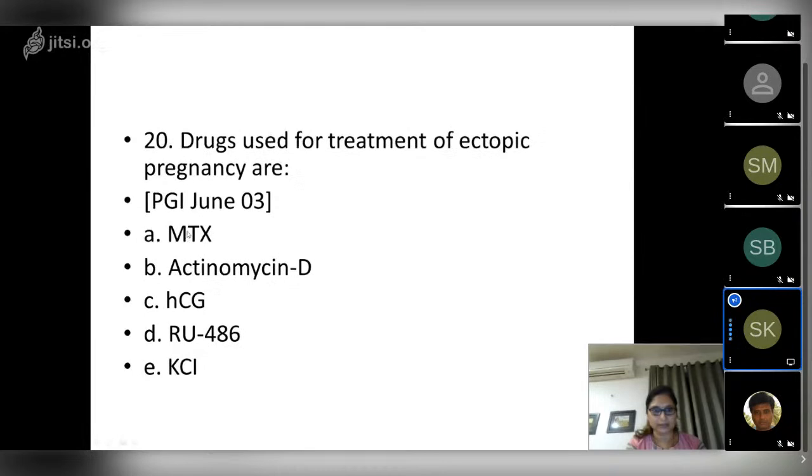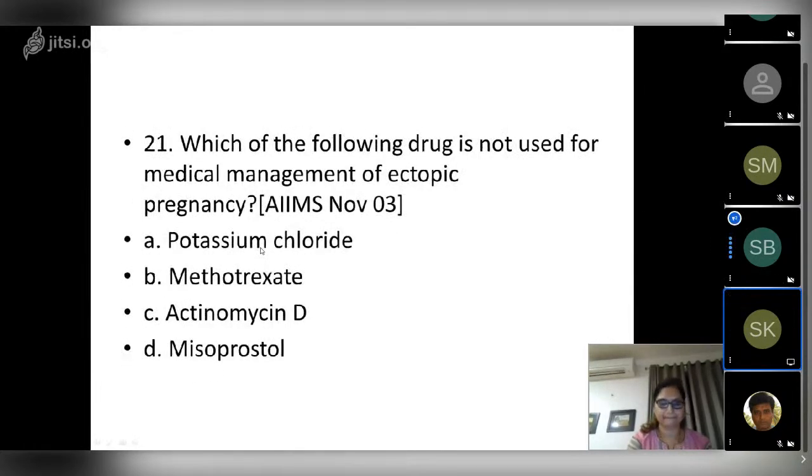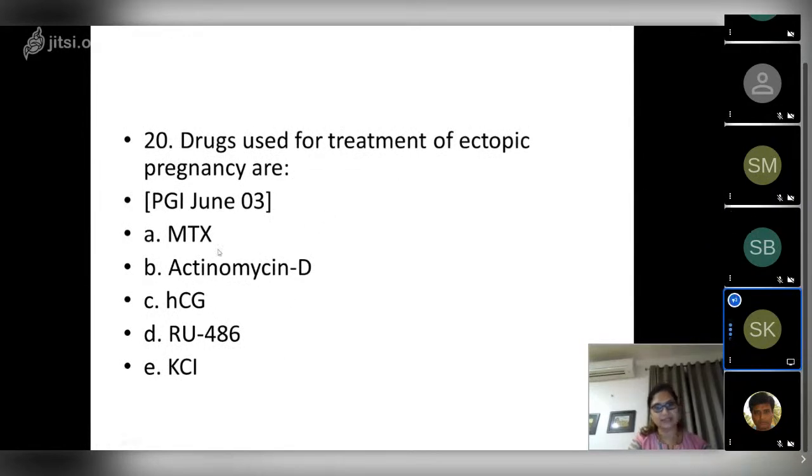So coming to the other drugs, methotrexate and KCl are used. Any other drug used for the medical management of ectopic here? Anybody? Option D, yes, that is mifepristone, and even actinomycin D. So all these 4 drugs are used. HCG is definitely not used. And what you all have to remember is the most commonly used drug is methotrexate. Actinomycin D is also used.